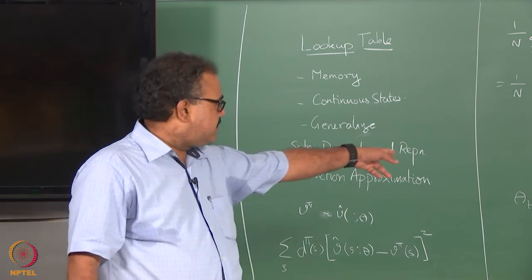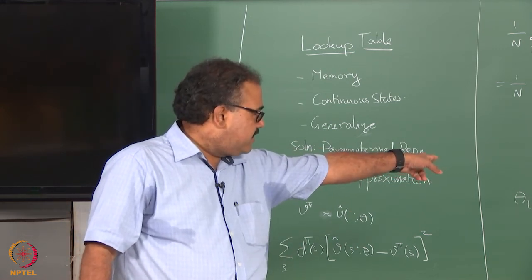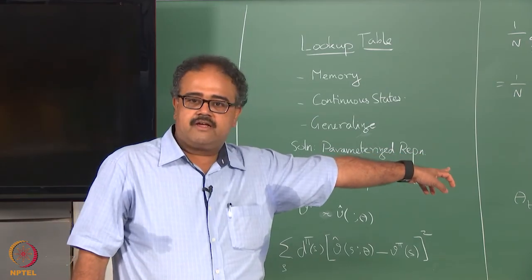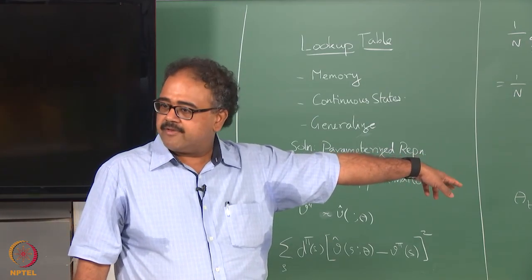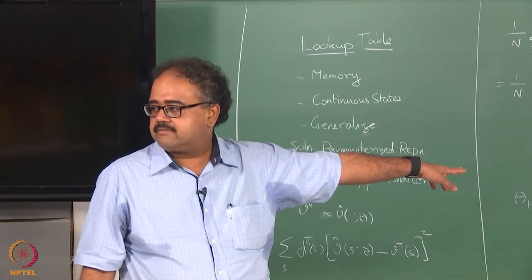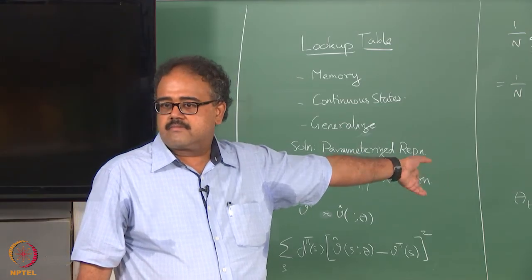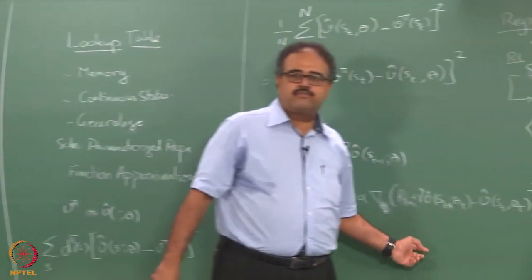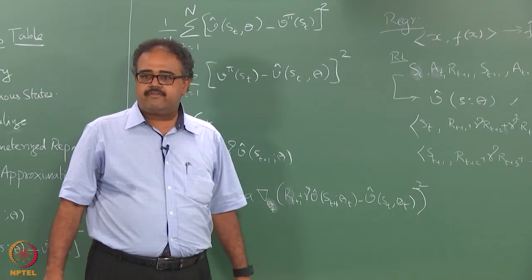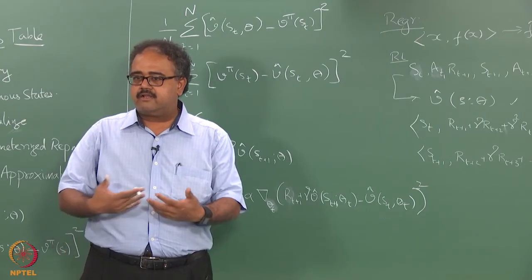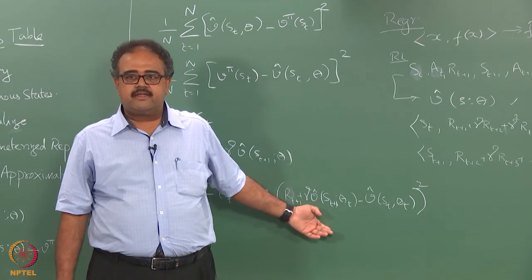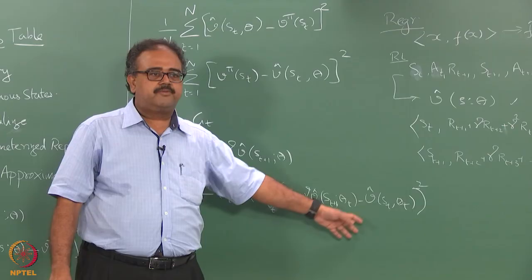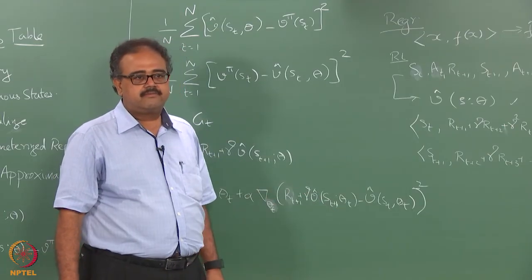One thing to notice there is that in all the computation, it is not v hat of s t plus 1 with theta t plus 1, it is v hat of s t plus 1 with theta t. Depending on the actual form you choose for v hat, you will have different ways of computing this gradient. Once you compute the gradient, you can actually make the update.